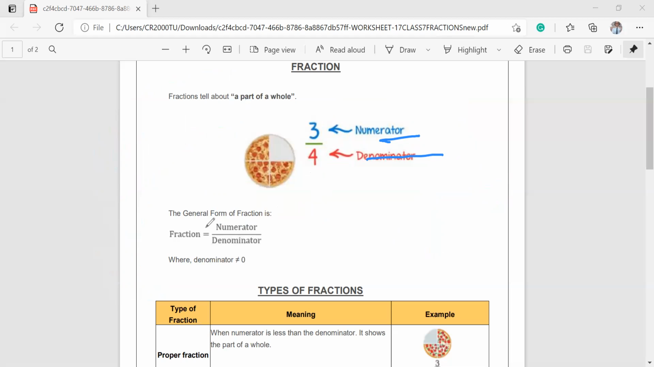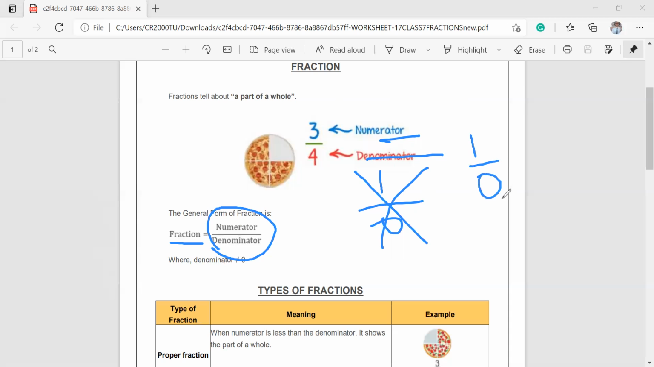So in the general form, a fraction is written like this: numerator by denominator. And one more important thing I want to tell: have you ever written 1 by 0? If you have ever written it, it is totally incorrect. In the rational numbers that we will learn in our 7th class, you will learn that a rational number can never be written like this, and a fraction is also never written like this.